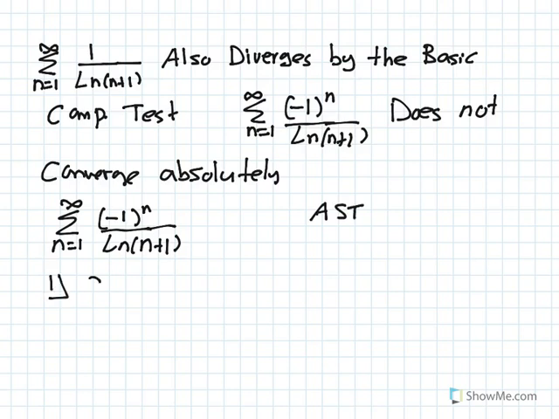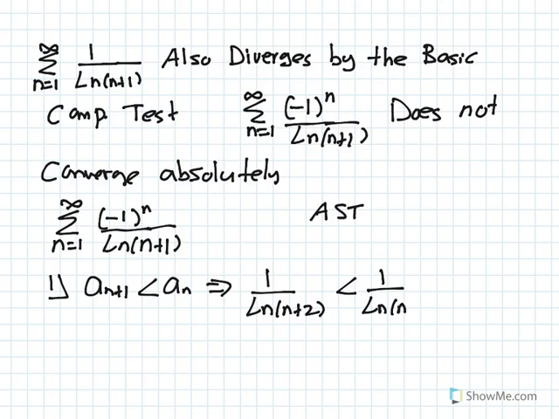Number one, are the terms decreasing in magnitude? Is a sub n plus 1 less than a sub n? So we have 1 divided by log of n plus 2. Is this less than 1 divided by log of n plus 1? Well, that's true because we're making the denominator larger. That means the ratio becomes smaller. So this condition is satisfied. The first condition, that the terms are decreasing in magnitude, is satisfied.